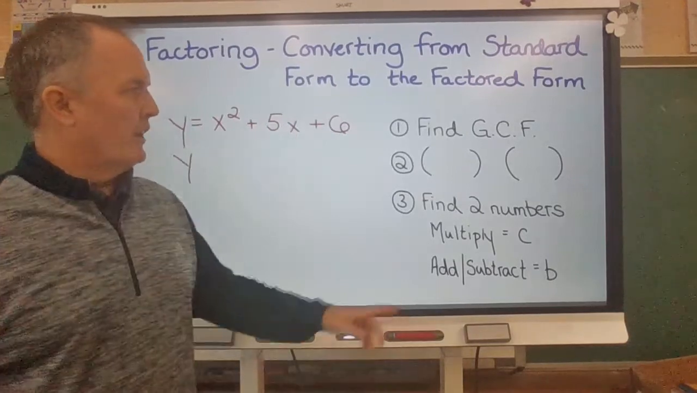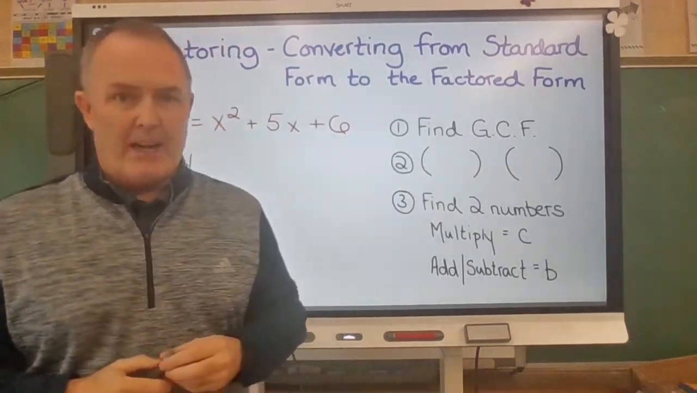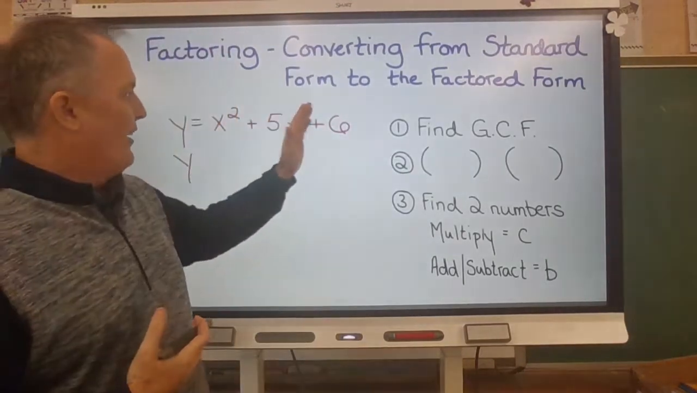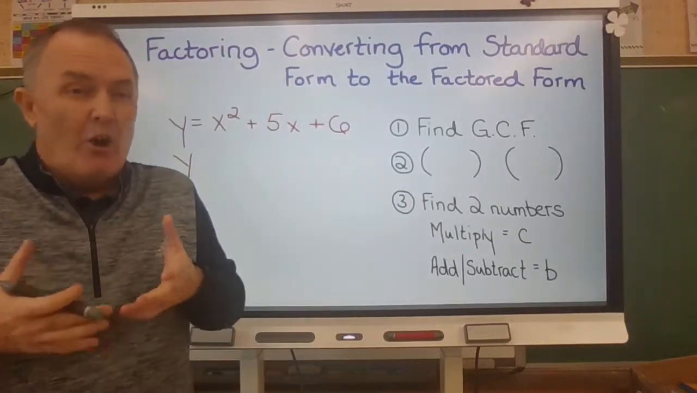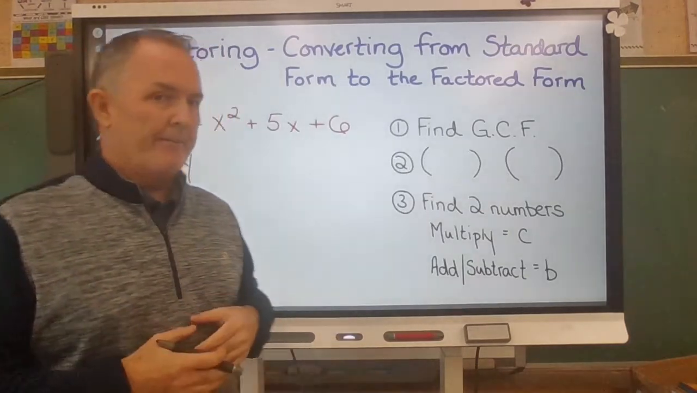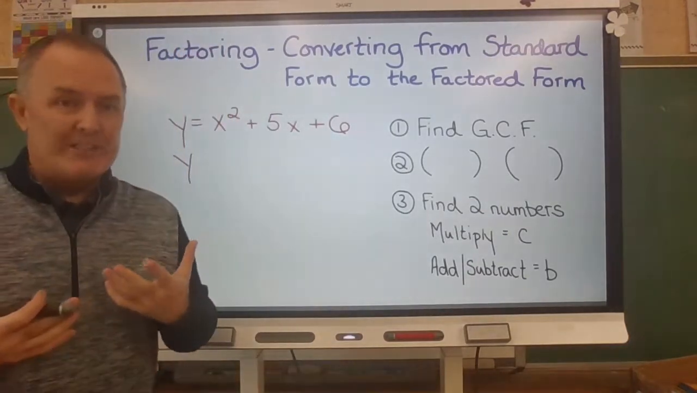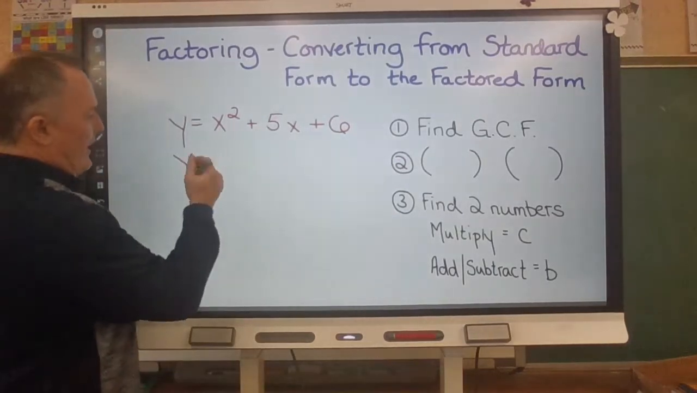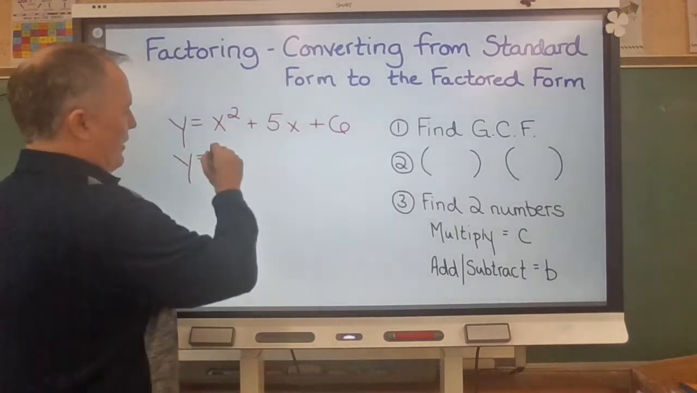So first we're going to look and see if we have a greatest common factor. That means, can we factor anything out of all three terms? Is there anything all three terms are divisible by? In this first example, no, there is no greatest common factor, so we can skip over that. Then we're going to go with y equals, and we're going to draw in our parentheses.